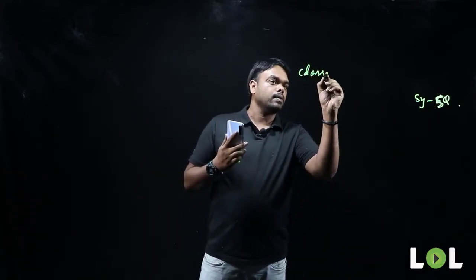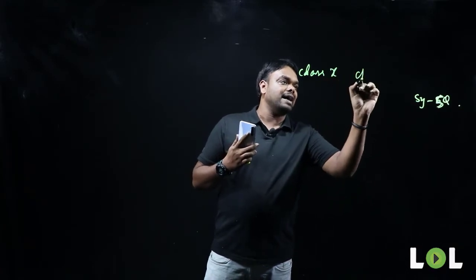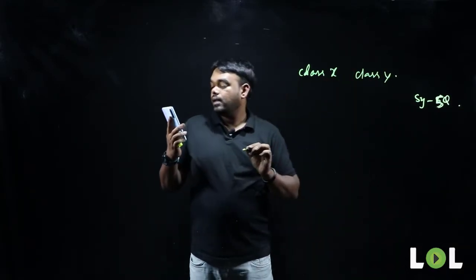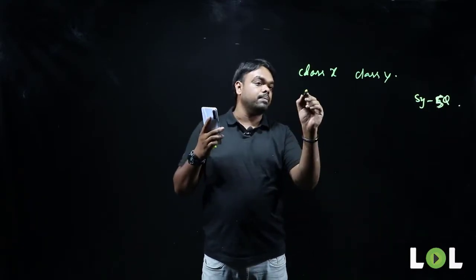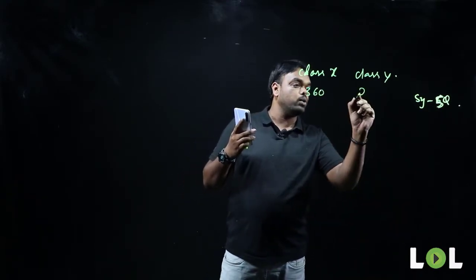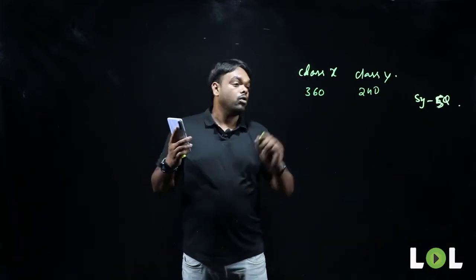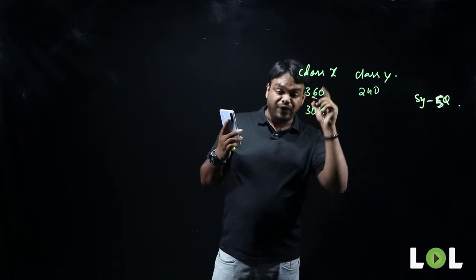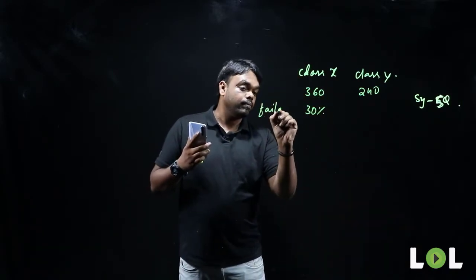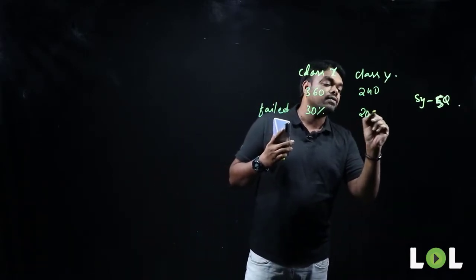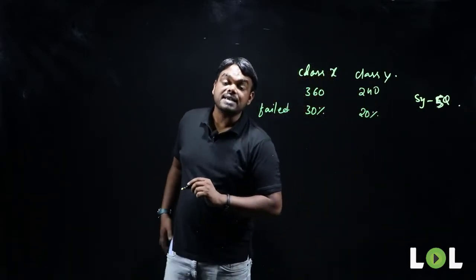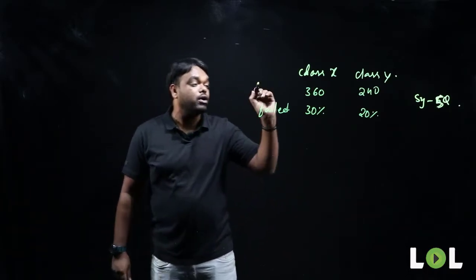So one is based on percentages people, arithmetic. The question is something like this guys. There are 2 classes, let's say class X and class Y, and the question is there are some 360 students here and 240 students here, and the question says 30% of these students failed in the exam and 20% of these students failed in the exam. So he's asking us to calculate, find the total number of students failed in the exam.